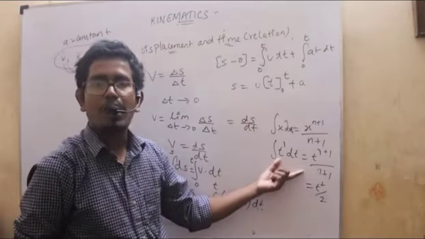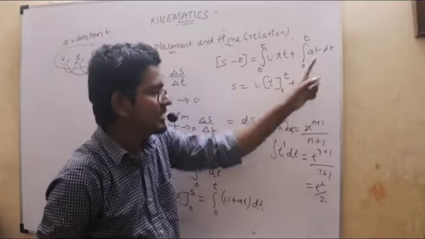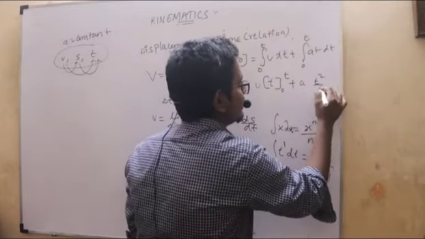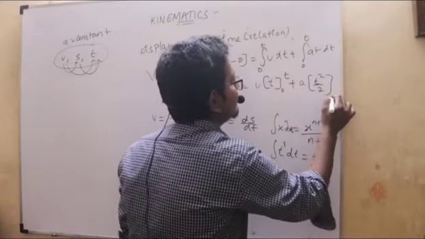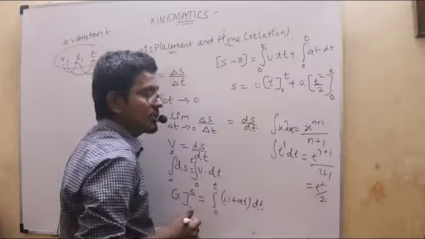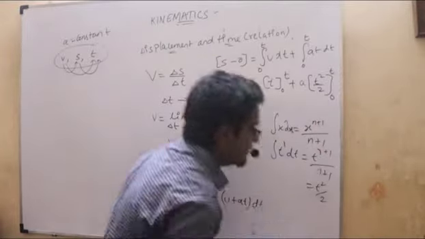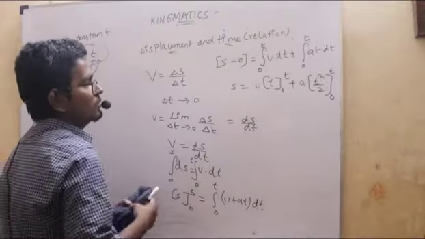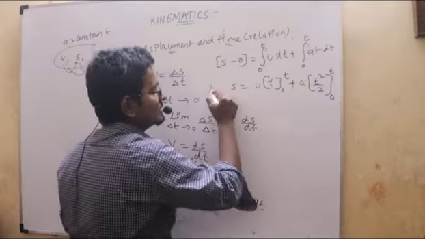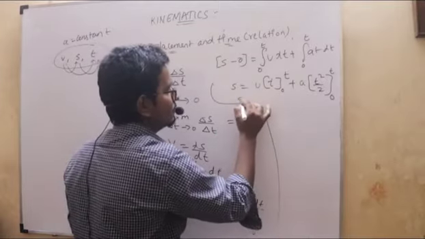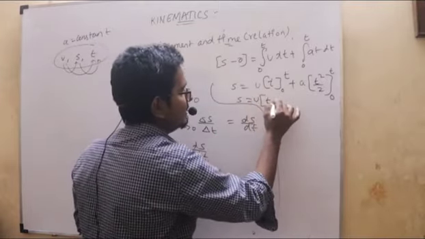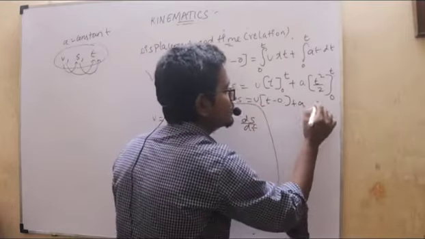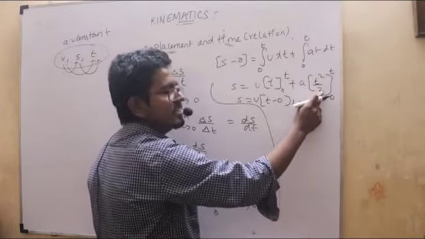You can see how, after integrating t into dt, I am getting t square by 2. So it is a t square by 2. What is the lower limit? It is 0, and there is the upper limit. We have to write it in the bracket. So I am removing this one. Now s is equal to u into t minus 0, upper limit minus lower limit, plus a into, I am bringing this 2 outside.